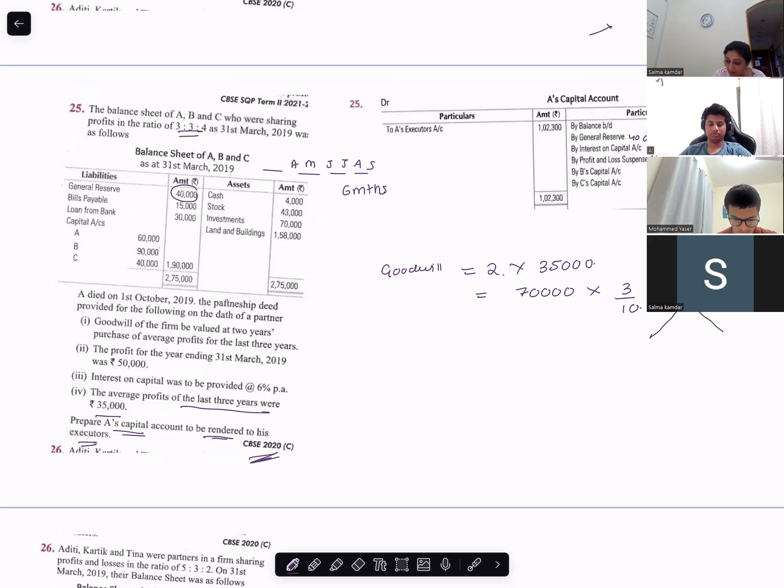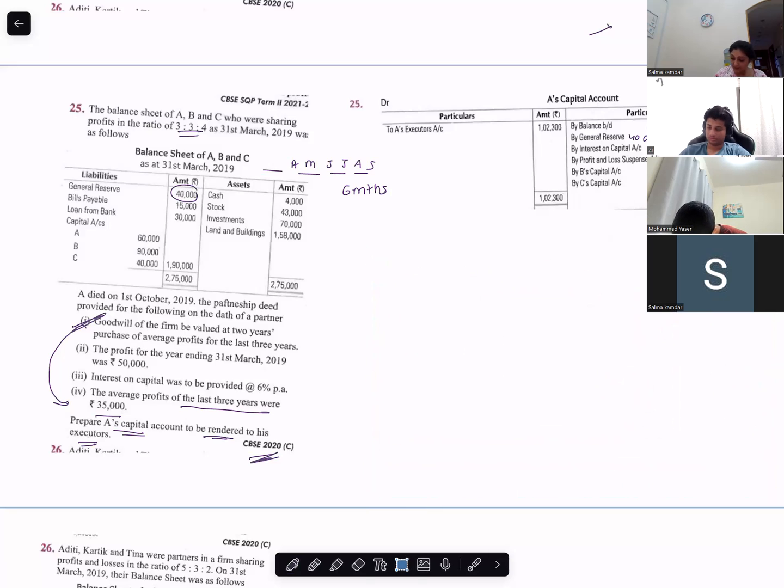This 21,000 will be brought by the remaining partners in the gaining ratio. That would be 3/7 and 4/7. So this would be 9,000 and 12,000. This is for the goodwill. Are you with me? Anas, did you finish this part of the goodwill? Yes, ma'am. Okay, very well. So goodwill is done. Now the next thing is profit.